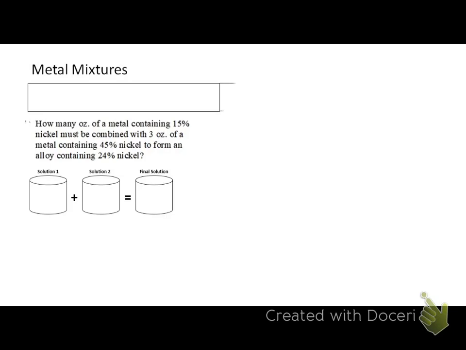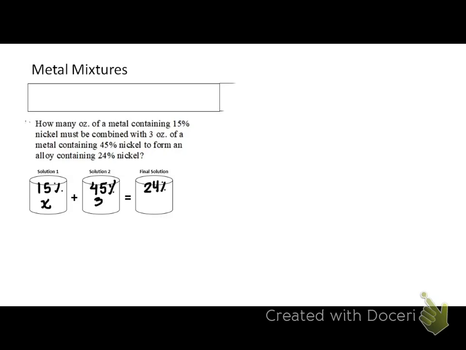Okay. So this is a metal mixing problem, so this is a mixture problem again. Chemical problems, this is the same thing. How many ounces? So our first thing we can always add in is solution number 1 will always be X. I always know that's guaranteed. We can already put that in. How many ounces of 15% metal must be combined with 3 ounces of 45% to form an alloy of 24% nickel?